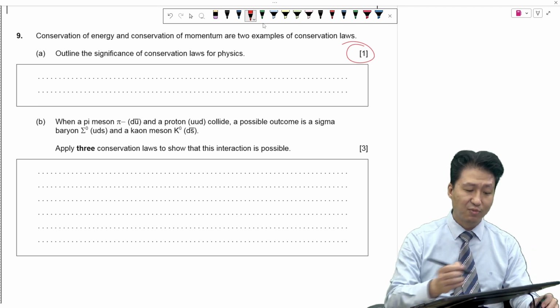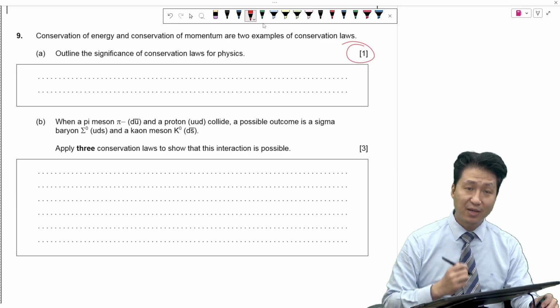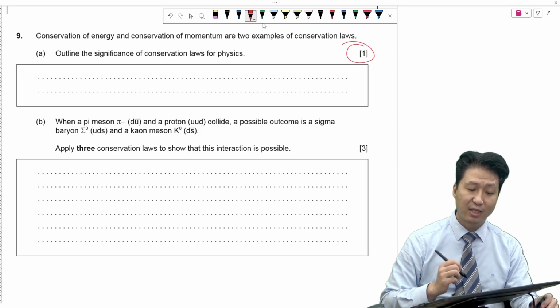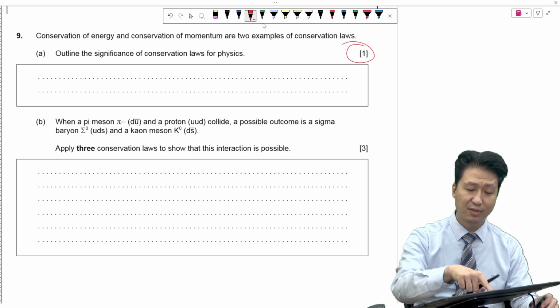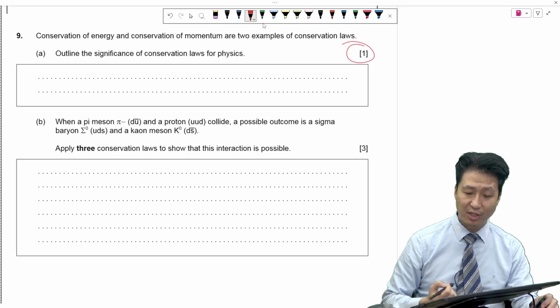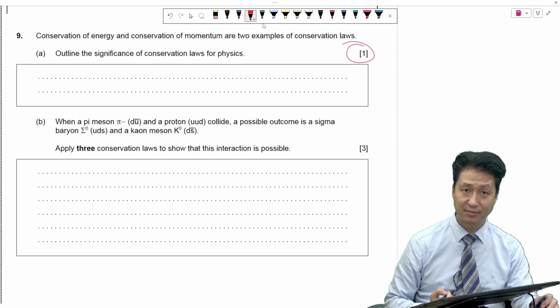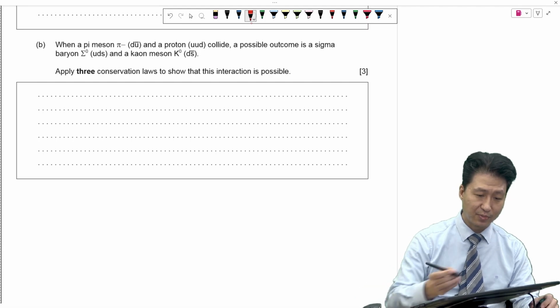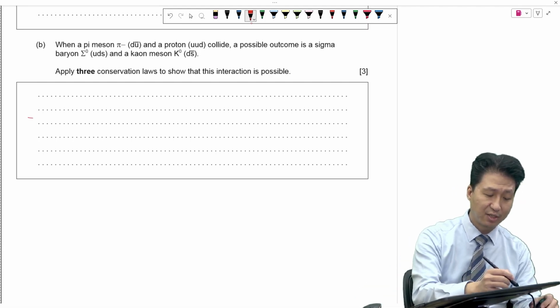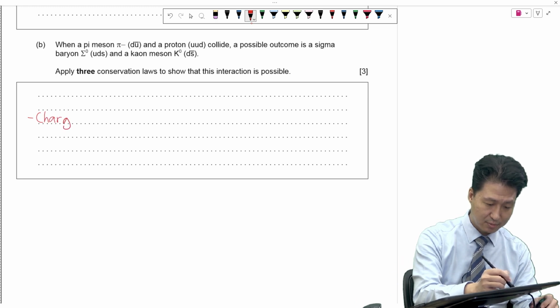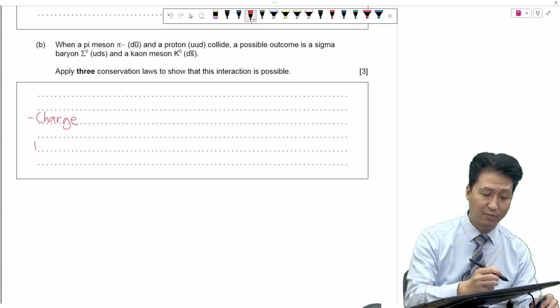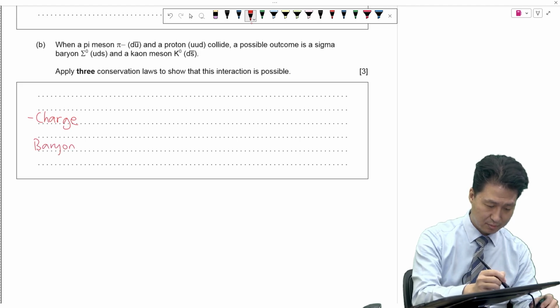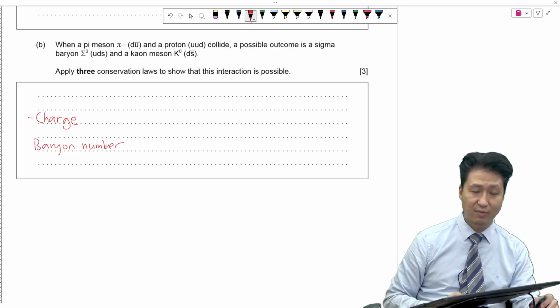But if you move on to the next one, it says when a pi meson, which is pi negative, and a proton collide, a possible outcome is a sigma baryon and a kaon meson. Apply 3 conservation laws to show that this interaction is possible. So the 3 that we're going to apply here is the conservation of charge. We apply the conservation of baryon number. And we will apply the conservation of strangeness.